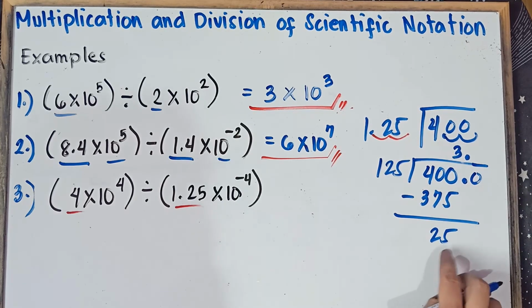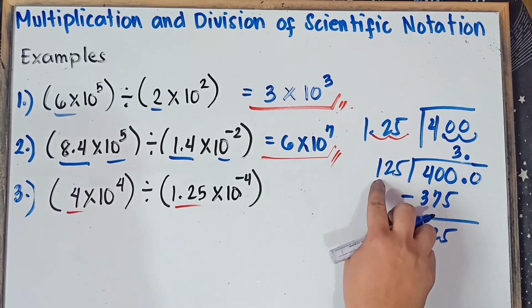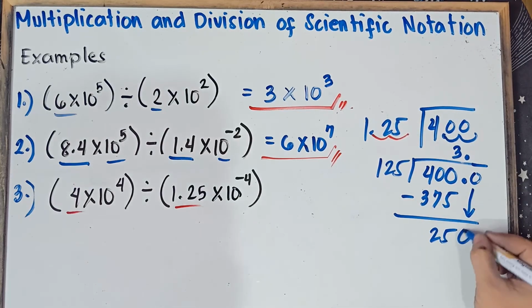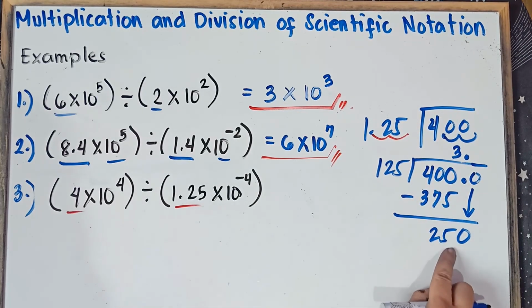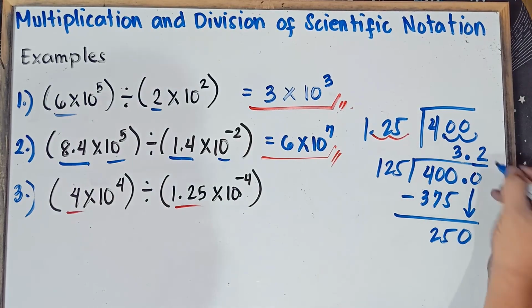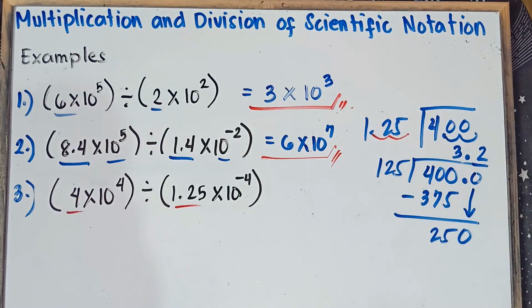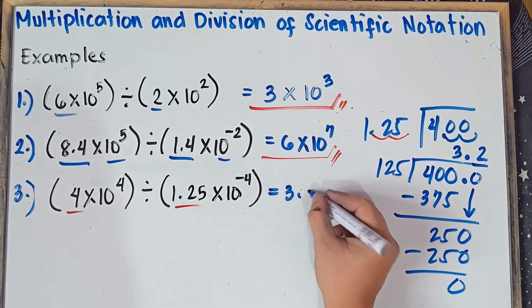Borrow a 0 because we cannot divide 25 by 125. We need to borrow a 0, bring down 0. 250 divided by 125 is 2. 2 times 125 is 250. Subtract, that would be 0. So therefore, class, the answer is 3.2.